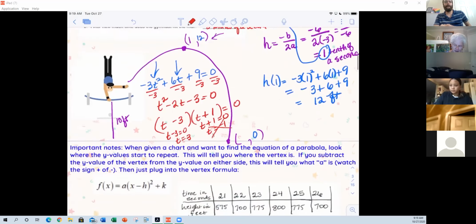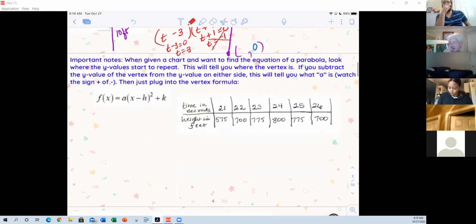Okay, so then if you're given a chart, this is actually a really simple problem if you know how to do it, because of the way that these are structured right now. They would get more complicated later on, but right now in this course they're not going to be structured very complicated. So it says if you're given a chart and you want to find the equation of a parabola, so I will tomorrow give you a chart and I'll say write the equation that goes along with this parabola.